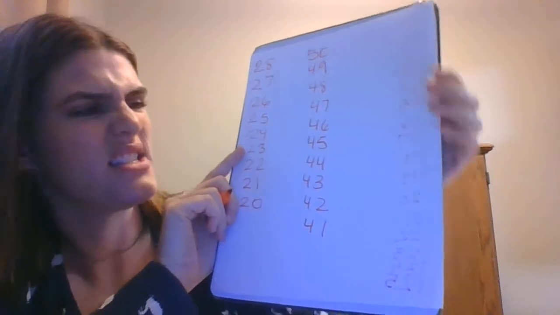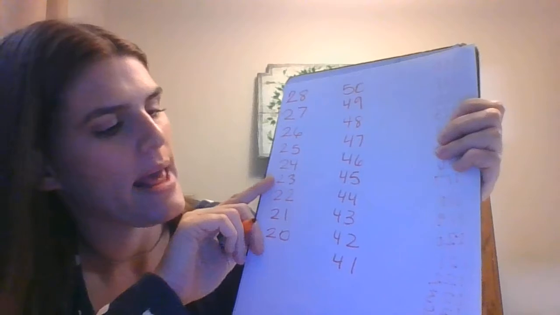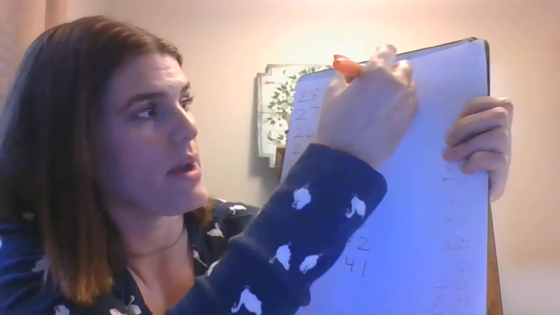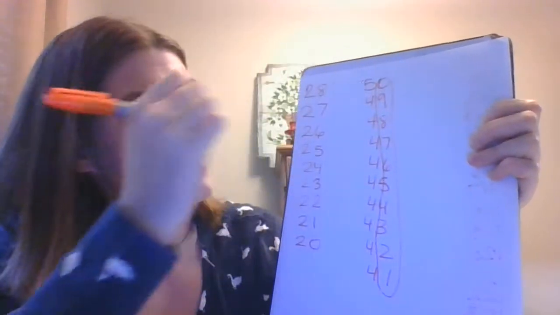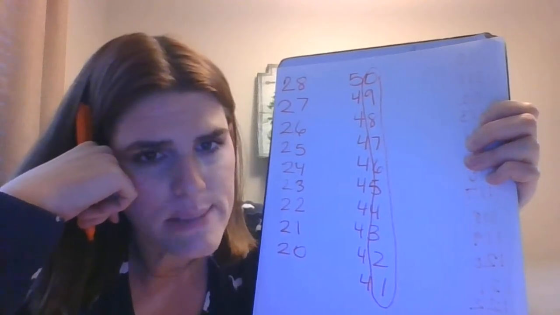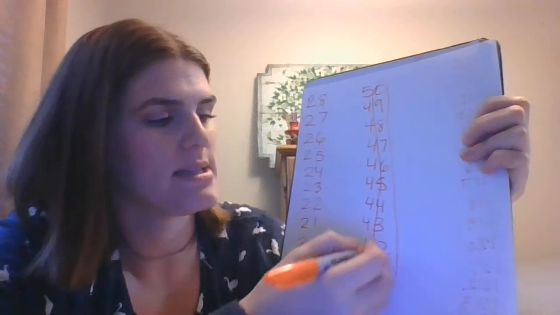Wait, let's look at some patterns we see. I see in my ones column, which is right here, my numbers are getting smaller. They're getting smaller. And I look at my ones place, which is this guy.